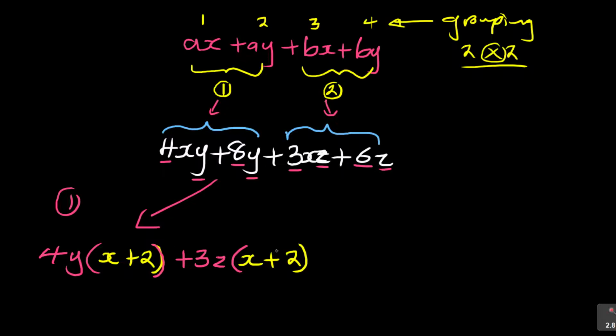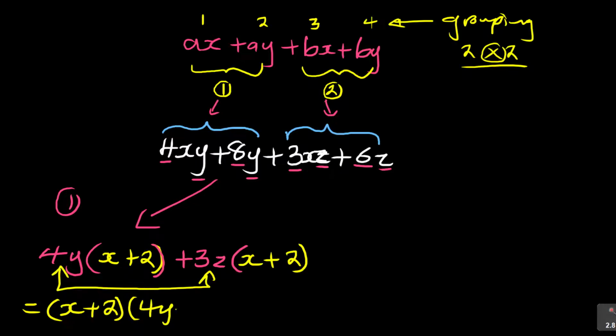They must be the same. What about outside the brackets? These are outside the brackets. So when you're writing your answer, you're going to say it's x plus 2, the first bracket, or whatever is common there, and then outside the bracket is 4y plus 3z. You have done it, that's fine.